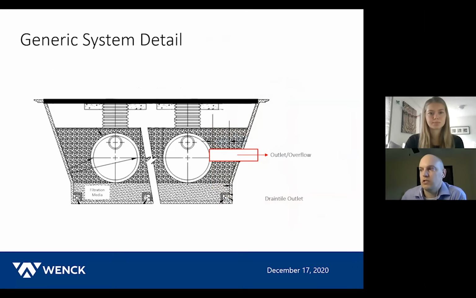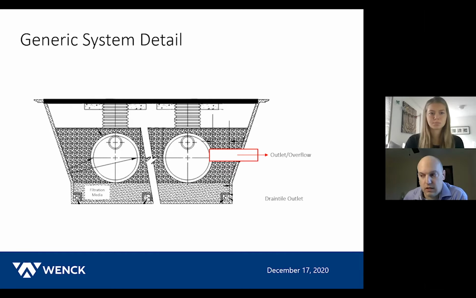So with that, I wanted to show you just a generic system detail of what many of these systems look like. In the middle of the screen, you can see this generic detail that has two large pipes. From what I've seen, these two round pipes can be anywhere from 24 inches in diameter up to 96 inches in diameter. So fairly standard size all the way up to extremely large. Typically, they're surrounded by a clean washed stone, and the pipes are perforated. So there's storage for stormwater both within the pipes and the rock surrounding it.